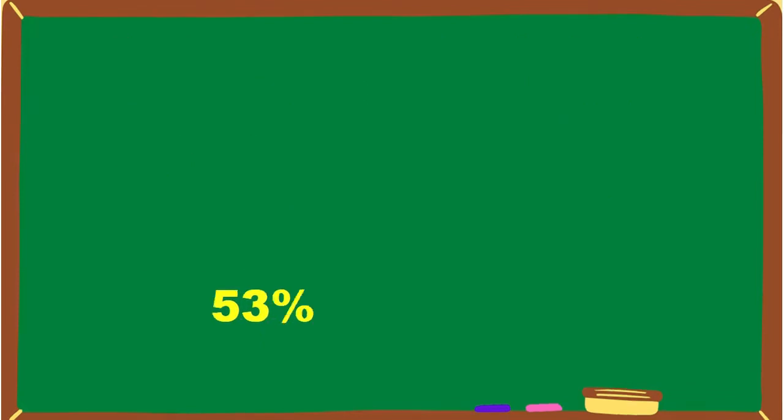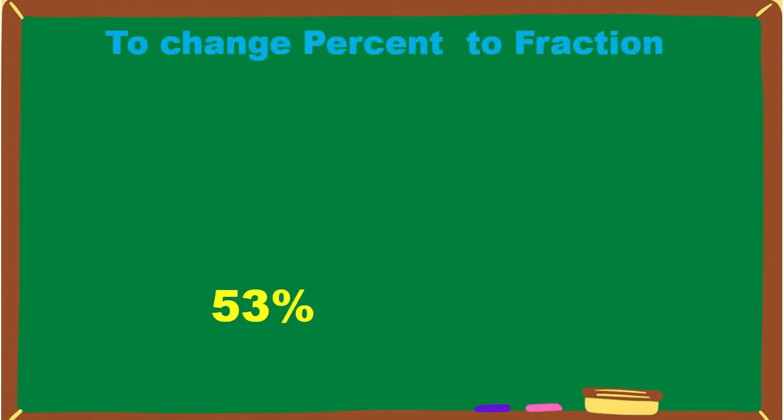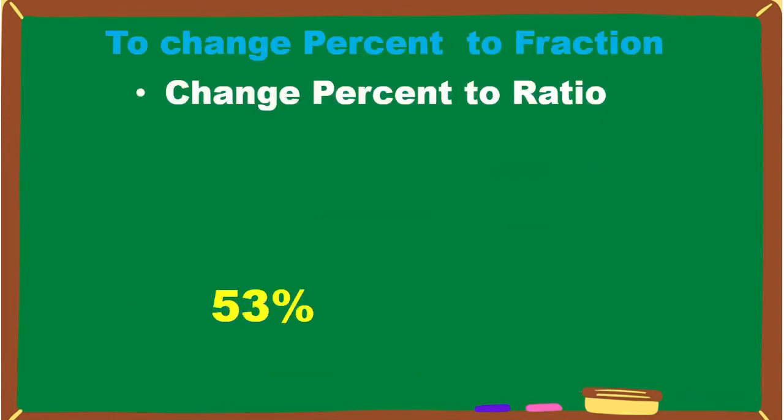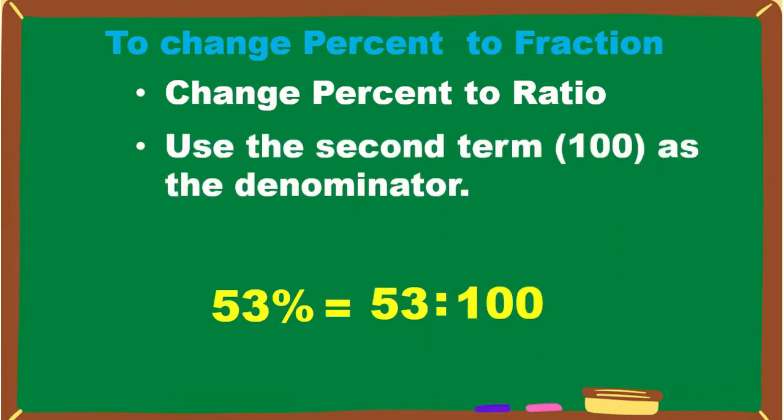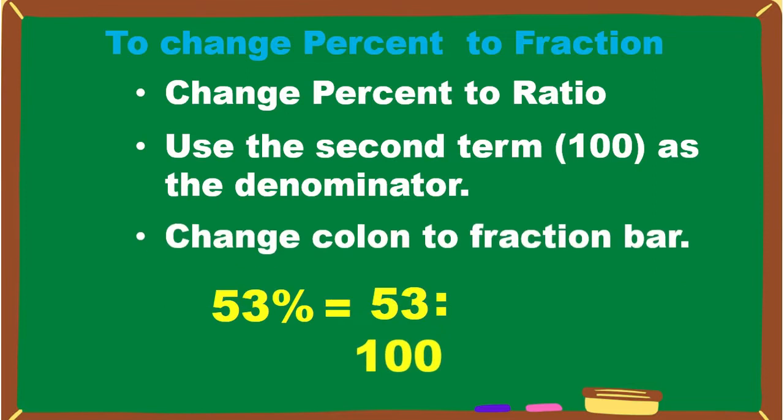To change percent to fraction, change percent to ratio. 53% will become 53 to 100. Use the second term, 100, as the denominator. So you're going to move it as denominator. Then, change colon to fraction bar.